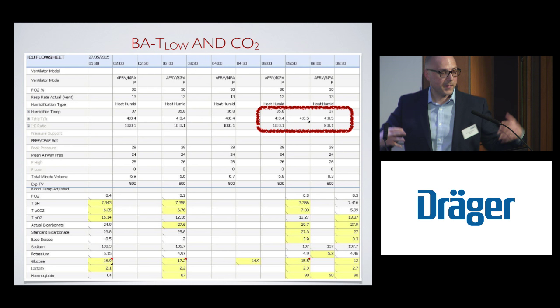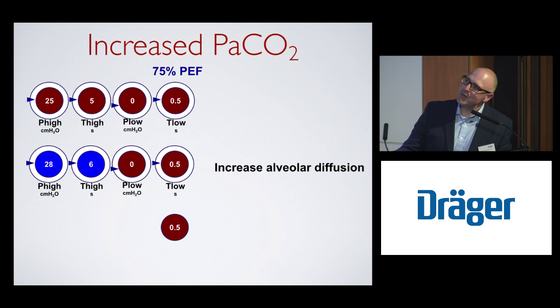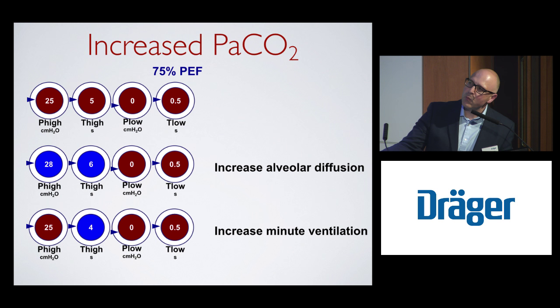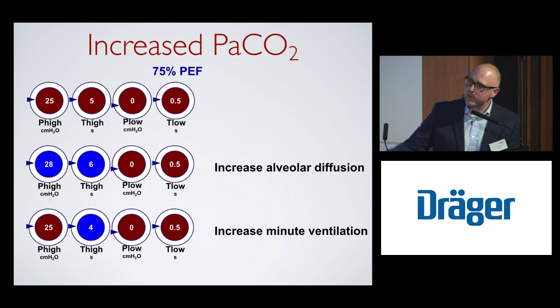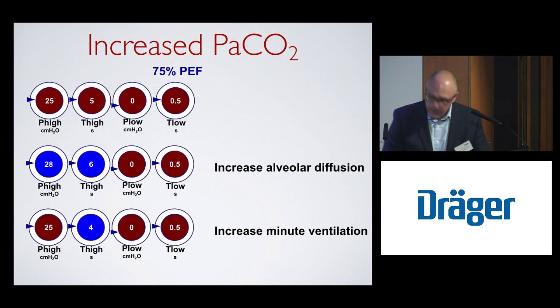So basically what we're going to do if we find ourselves in the same situation but the CO2 goes up, we want to increase the P high and the T high. This is counterintuitive, but we want to increase the surface area and the lung volume to increase alveolar ventilation. And if we can't increase diffusion because the lung is diffusion restricted, then we need to increase bulk ventilation. But this is very much lower in the idea.